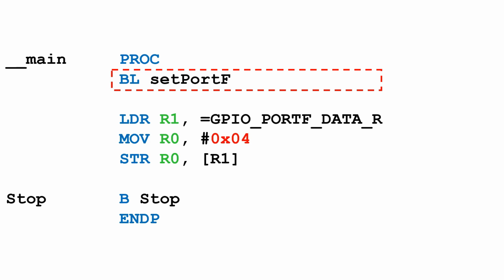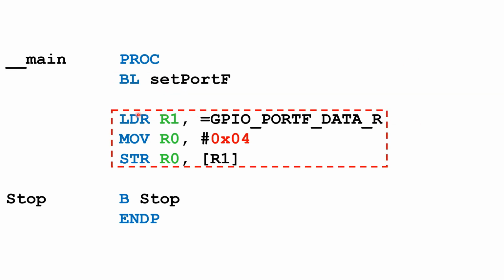So before we go any further, let's take a step back and look at the overview of the program. We start with this instruction here. This is BL, branch link. Basically, this is a branch to the subroutine, or in other words, call the subroutine SetPortF. And here, these three instructions turn on the blue LED. And this is the code here.